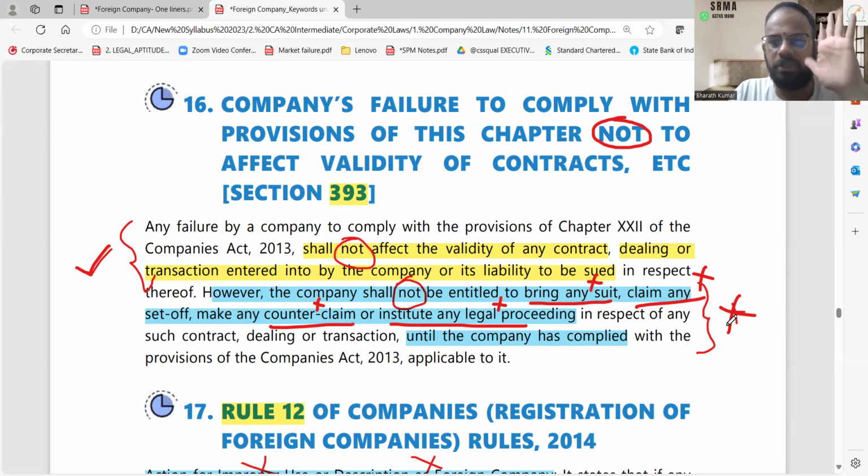Unless you complied with the provision, you cannot do all this. But it will not affect the validity of the contract. It will be valid. But if there is a case filed, you cannot enforce it in the court of law. For you, it will not be valid. For that fellow, it will be valid. Okay, that is what they are talking about.